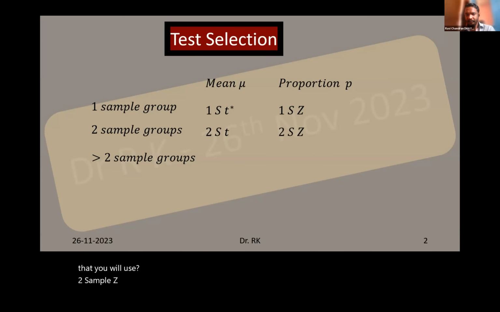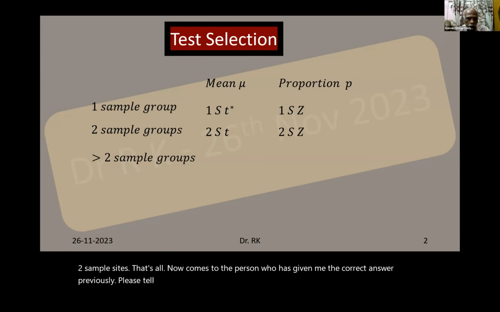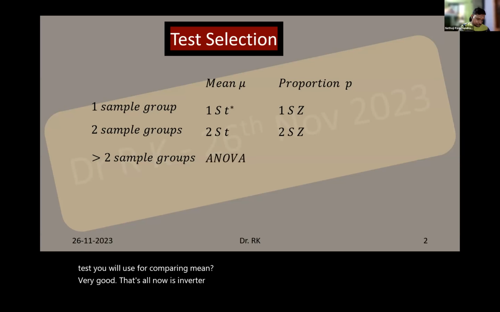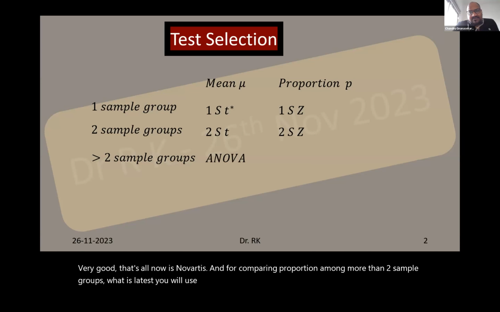That's all. Now comes to the person who has given me the correct answer previously. Please tell me, repeat the answer now. For more than 2 sample groups, what is the test you will use for comparing mean? ANOVA. Very good. And for comparing proportion among more than 2 sample groups, what is the test you will use? Chi-square.